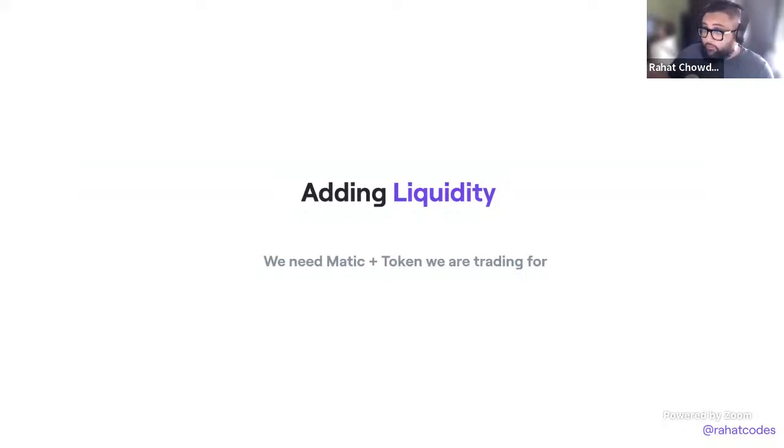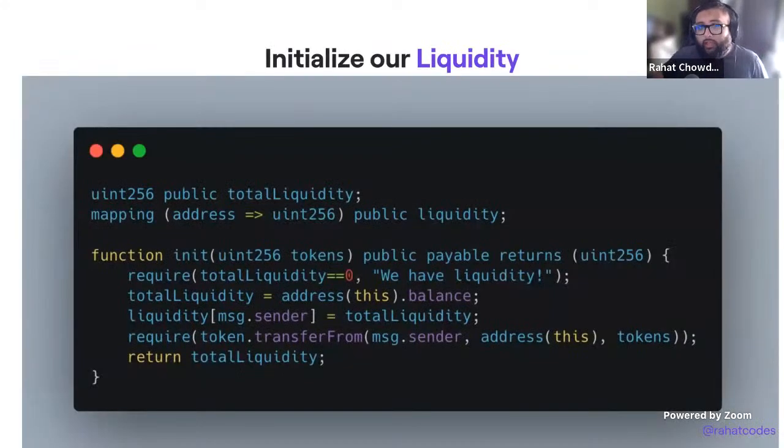Cool. So the first thing we need to do is add some liquidity to our contract. We need some Matic and we need the token that we're trading for. That's going to happen inside of this function, which is an init function for initializing our liquidity. Going through this line by line, the first thing I'm doing is creating a total liquidity variable, keeping track of how much liquidity is in here, as well as a mapping that will associate the address of some person, probably whoever's calling this initializing function, with how much liquidity they've added. This function, init, is going to take an integer called tokens, the number of tokens that we want to put in.